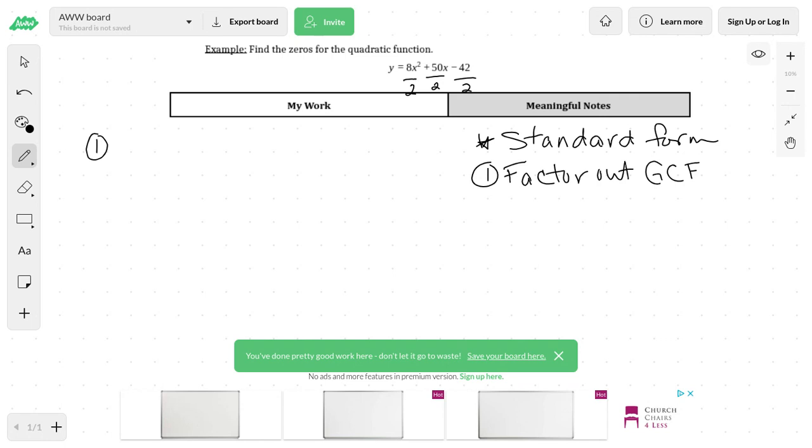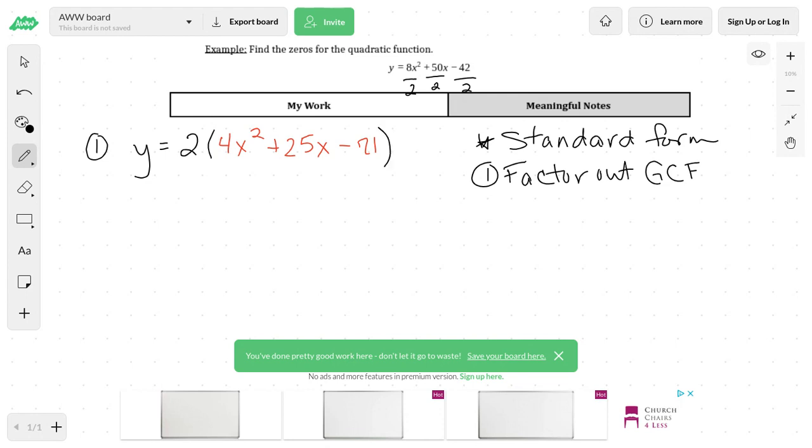They don't have a variable in common, so we're left with y equals, our GCF goes in front, and I'm going to change the color here. So what we're left with is 4x squared plus 25x, because over here we have 50x divided by 2, and then minus 21. So that's our first step.